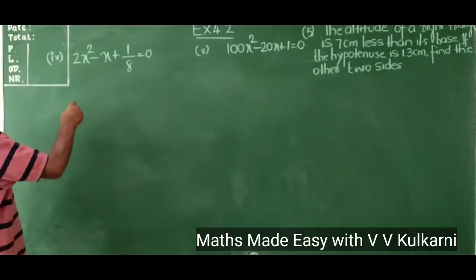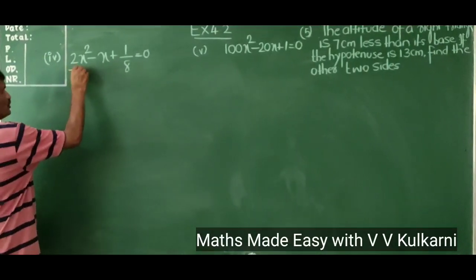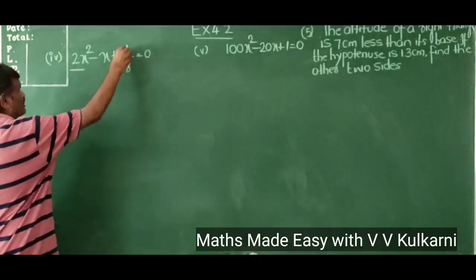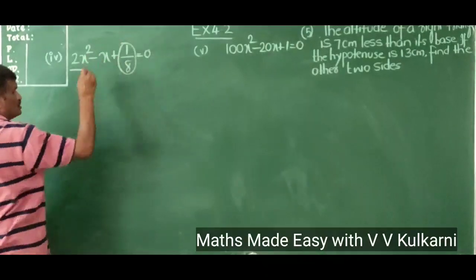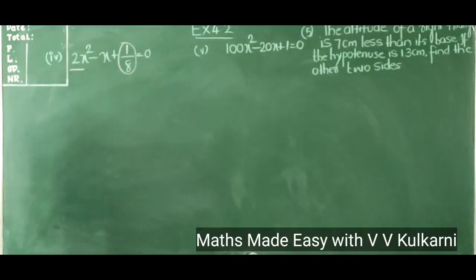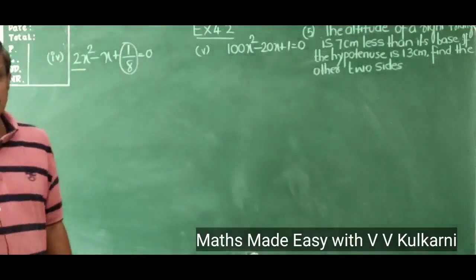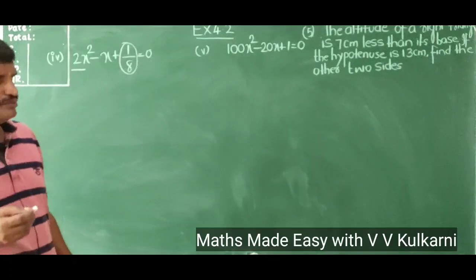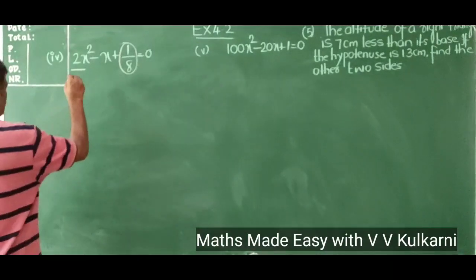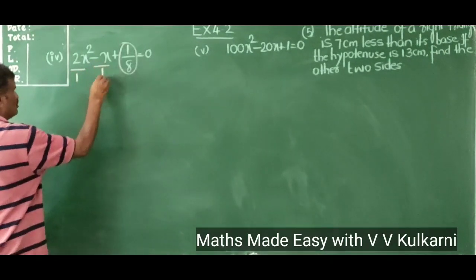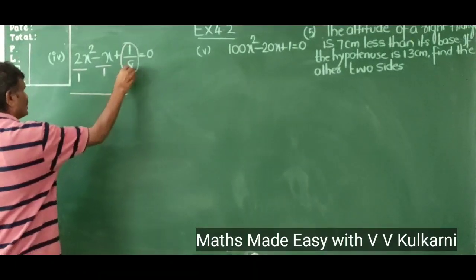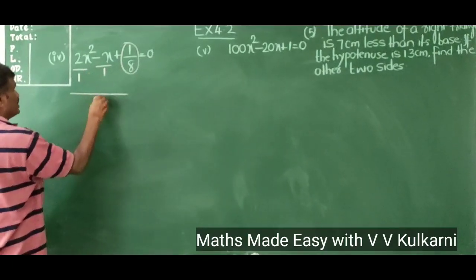Now let us take up this example here. You can see here we are having a rational number. Sir, what to do? I told you many times and will keep on telling you, don't be scared and ask what to do. It's very simple. If a rational number is there, find the LCM, that's all. So here I'll take the LCM and it will become 8.